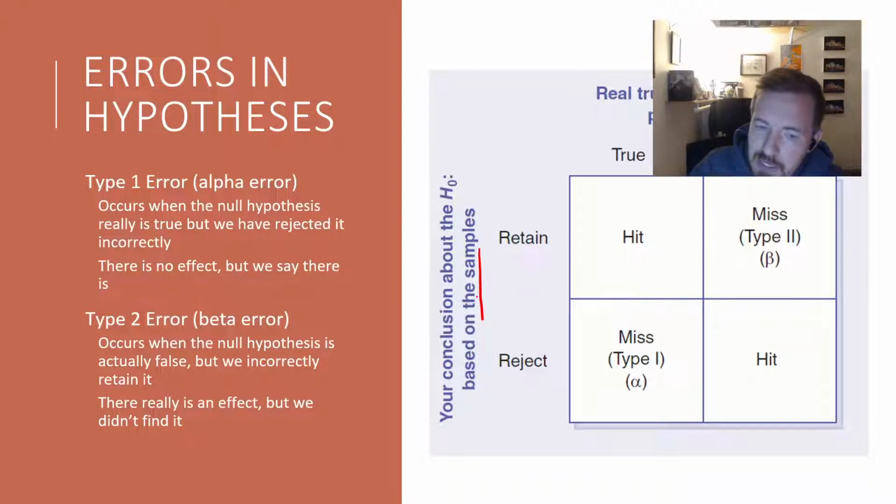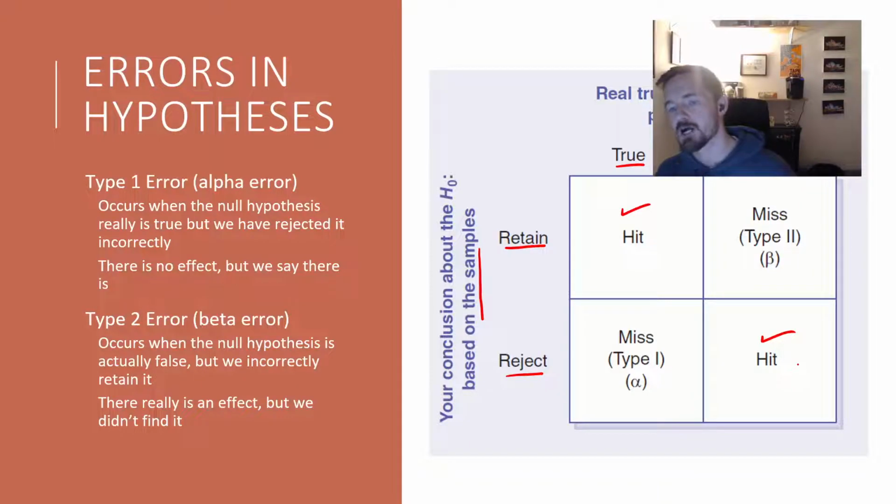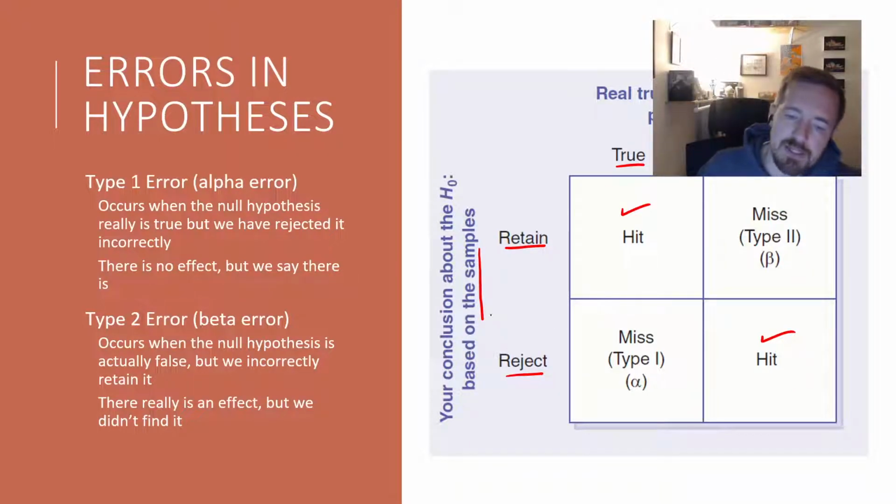If we retain the null hypothesis, we say that we can't reject the null hypothesis, and it's true, that's good. If we reject the null hypothesis, and the null hypothesis is in fact false, that's also good. But there are two outcomes that are bad. One is if we reject the null hypothesis, but the null hypothesis was true, so we think that there's a meaningful difference, but in fact there's not. That's called a type 1 error, and that's bad.